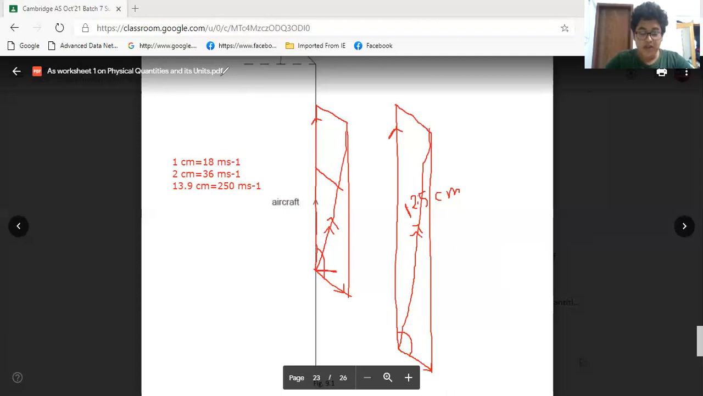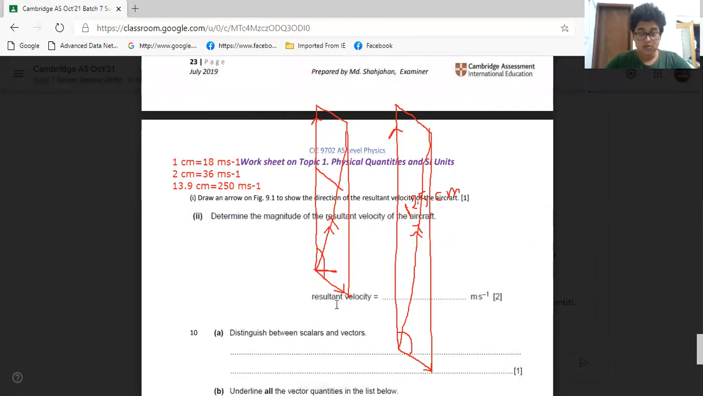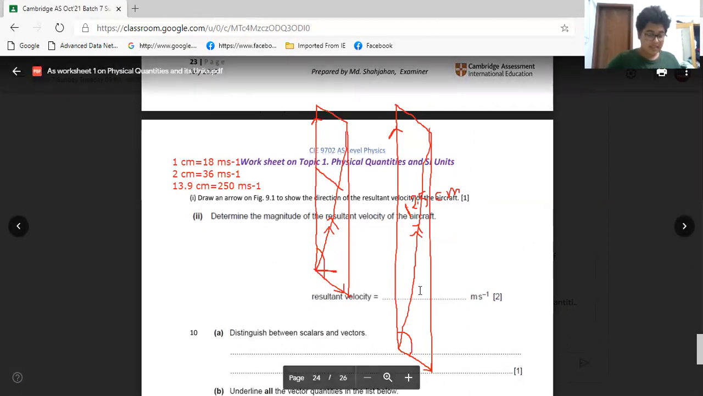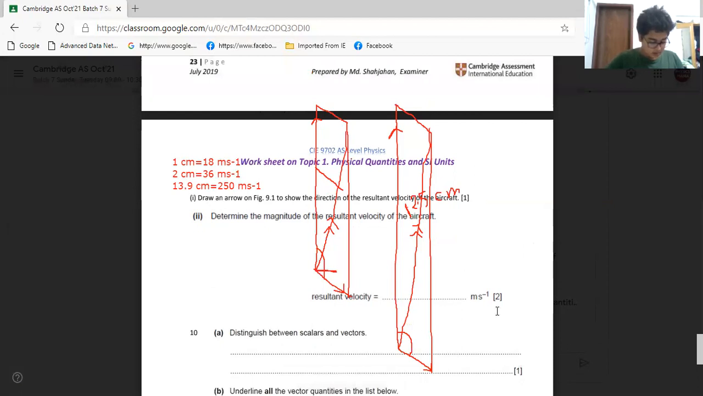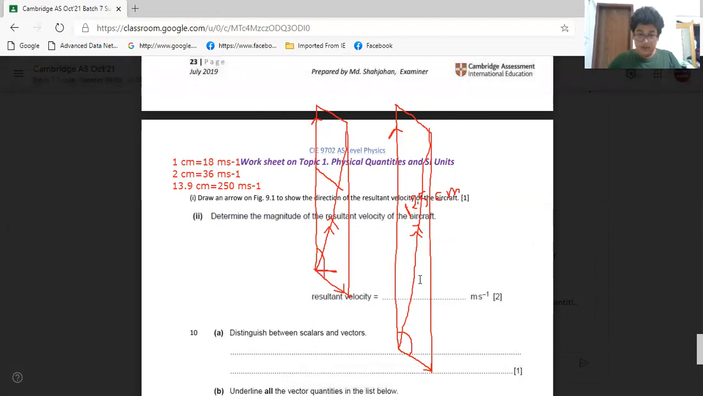Okay, 225. Then here you go. This part 2, resultant velocity, right? Done? Yeah, 225 meter per second. Yes, sir. How did you get speed equals 225 meter per second? Resultant velocity, how did you get it?